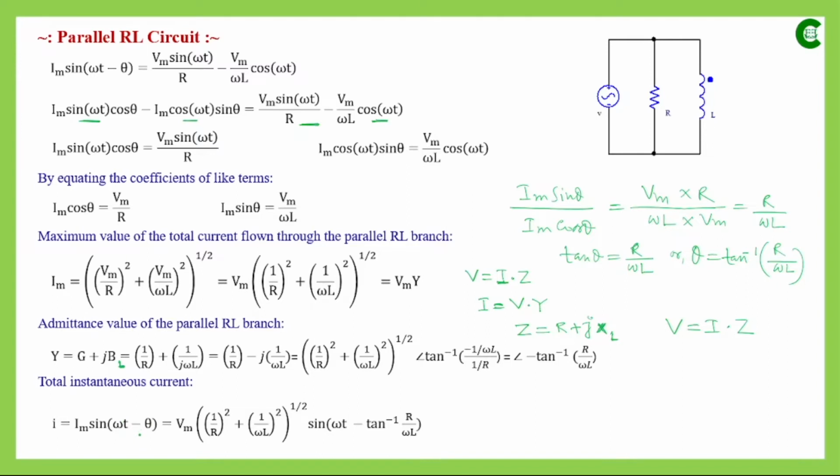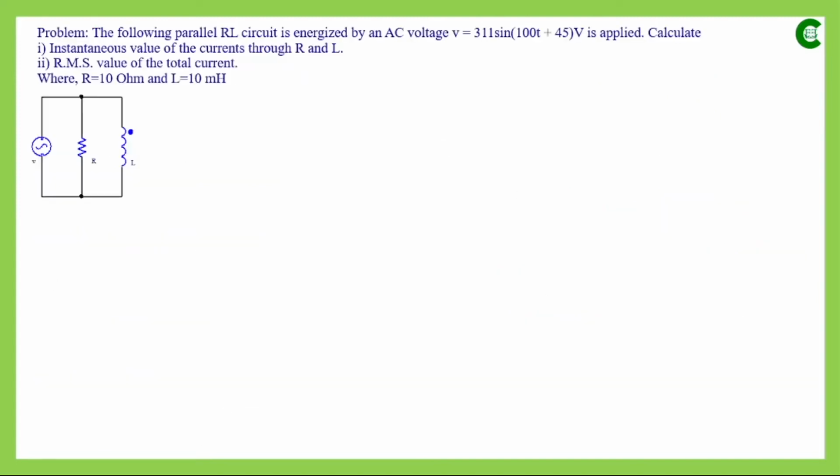So since I is lagging in nature in case of an RL circuit, it is minus theta, and this angle will be minus tan inverse R divided by omega L. So this is the relationship between voltage and current, and this is how we express instantaneous current in case of a parallel RL branch when we take voltage as reference, and how much the phase difference between voltage and current is. So these things we have now seen in case of a parallel branch, and based on this concept, we will solve our numerical which will be based on a parallel RL branch.